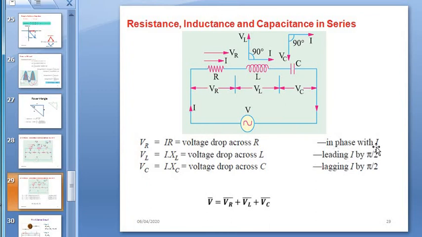So VR is in phase with I, VL is leading I by pi by 2 and VC is lagging I by pi by 2. Mathematically we can say, what is V? This V is the vector addition of VR plus vector VL plus vector VC.